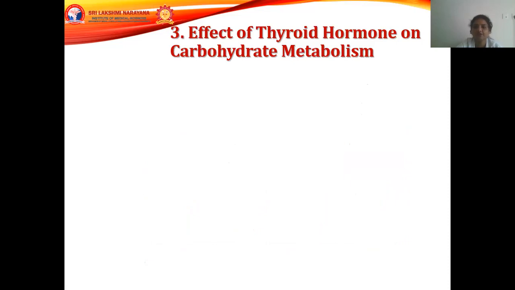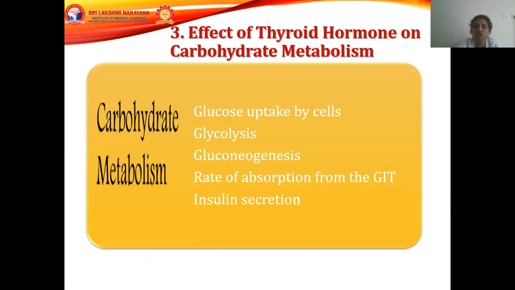So what are the effects of thyroid hormone on carbohydrate metabolism? The ultimate aim is to increase the glucose uptake by the cell, increase the glycolysis, gluconeogenesis, rate of absorption from the GIT, and also the insulin secretion. So basically the sugar levels would be high. Okay, it is tilting the balance towards an increase in glucose uptake and glucose metabolism.